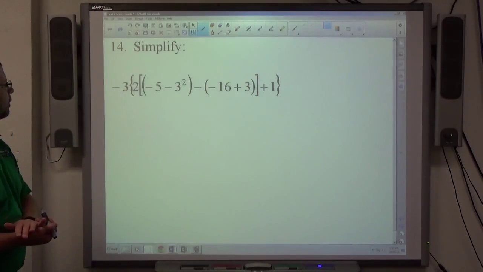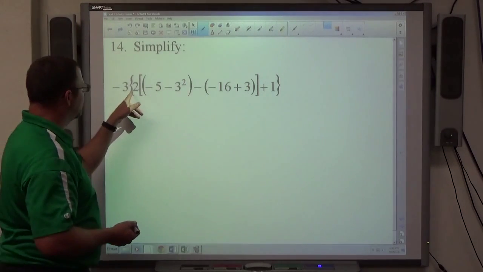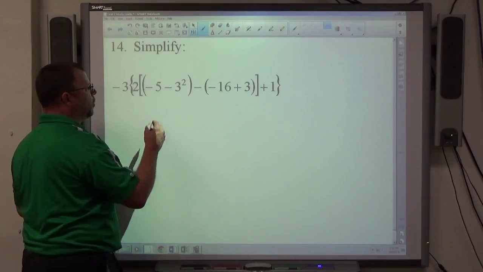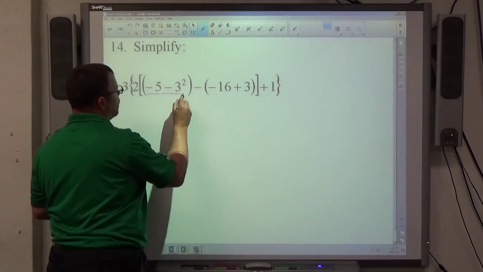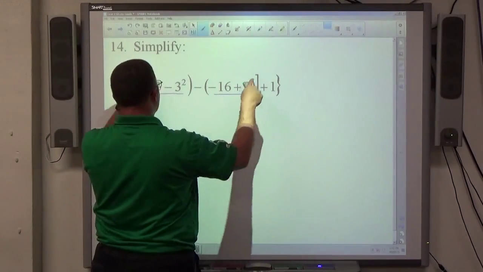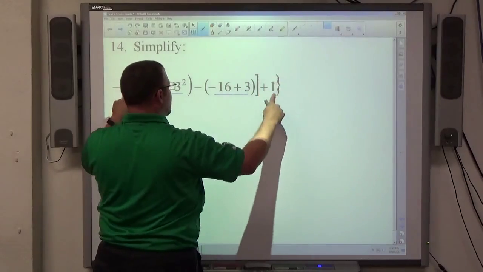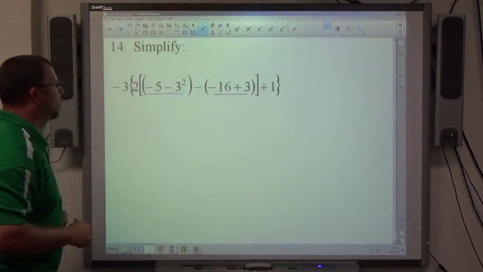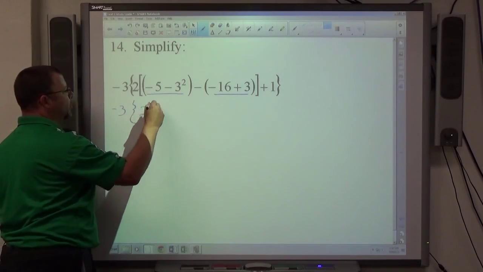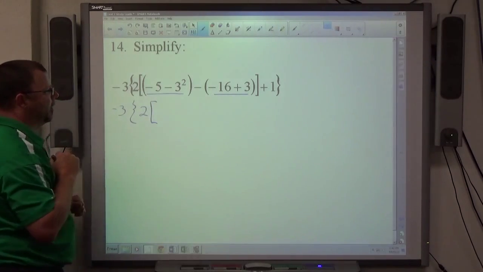Number 14, simplify. We got braces and brackets and parentheses. Always keep working your way inward till you find the innermost parentheses. So this parentheses is inside the entire bracket, so is this. So these guys have to be evaluated first, then the bracket, then the braces, then the times 3. So negative 3 is staying here, followed by a brace, followed by a 2 bracket. I'm not even messing with that stuff yet.